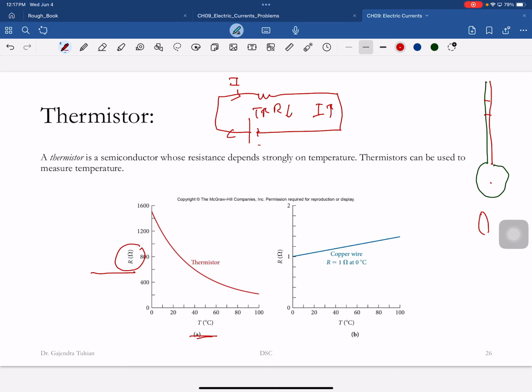Thermocouples. No, thermocouples generate electricity when you heat them. This is in the old times. They had these strip thermometers. That's what was happening.